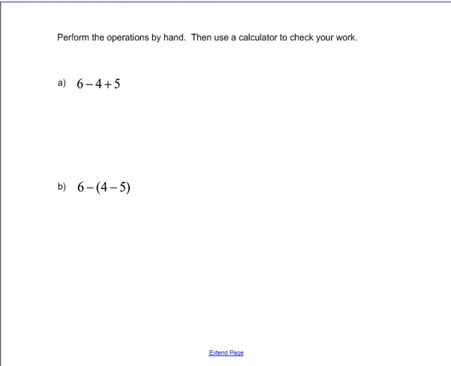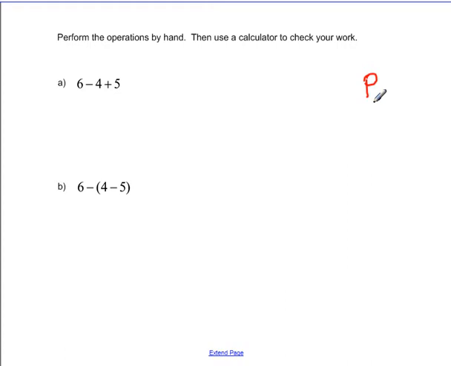Perform the operations by hand, then use a calculator to check your work. So when we're working with problems that have more than one operation going on, we want to be sure that we're following the order of operations. On all the order of operation problems that I'm going to be working in these videos, over on the side I'm going to put a little diagram to help me to remember the order of operations.